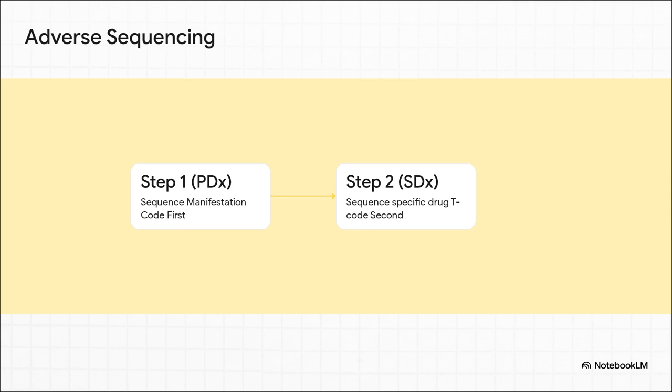And for underdosing, you'd follow a similar logic. Sequence the medical condition being treated first, followed by the underdosing T-code and any code for non-compliance.